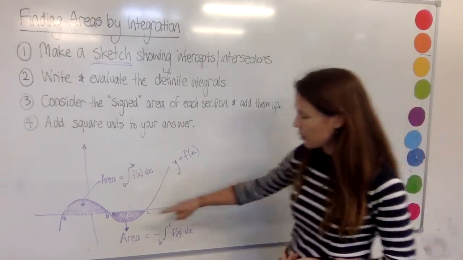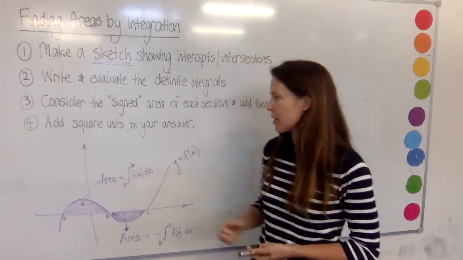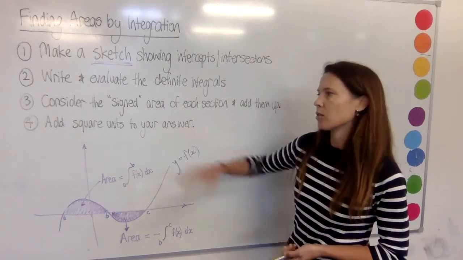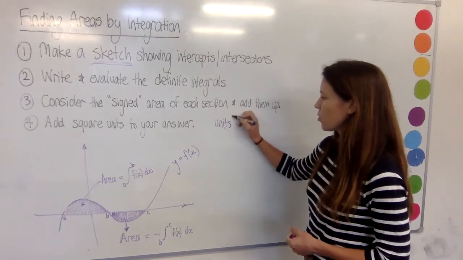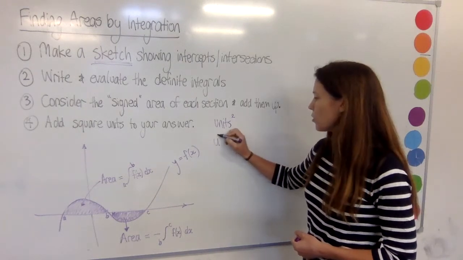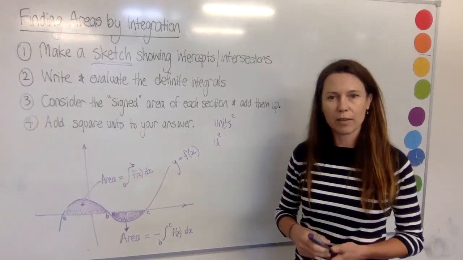And then I need to add up the two areas that I've found, in this case if there's 2, and the last thing to do, of course, is to add square units to your answer. And you can write units squared like that, or you can even write u squared for units squared.